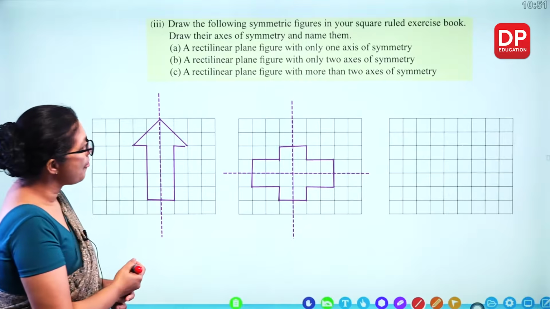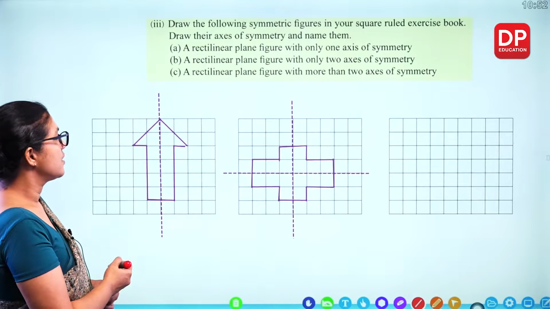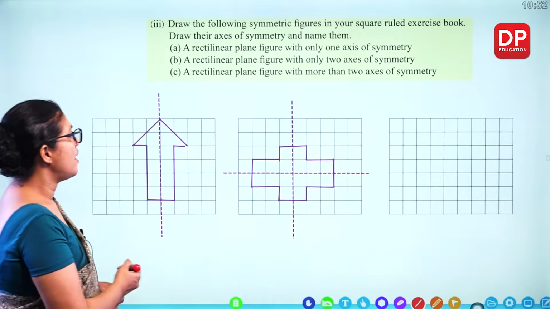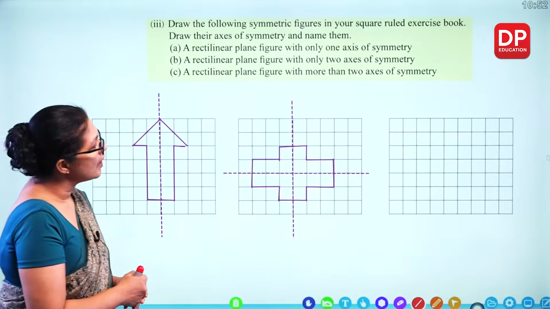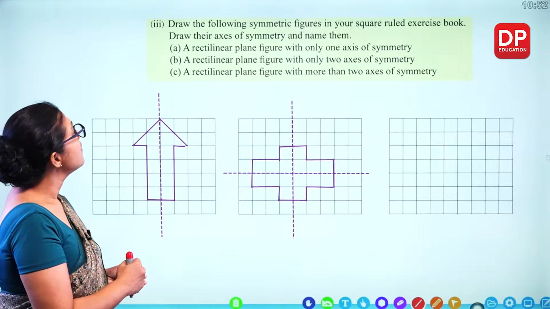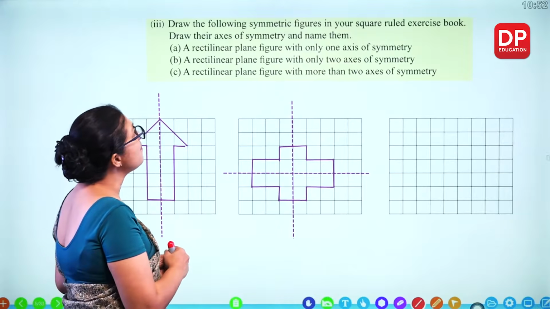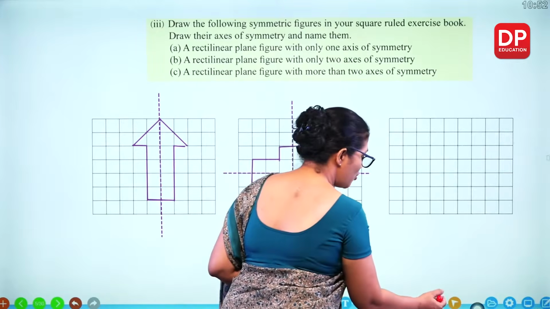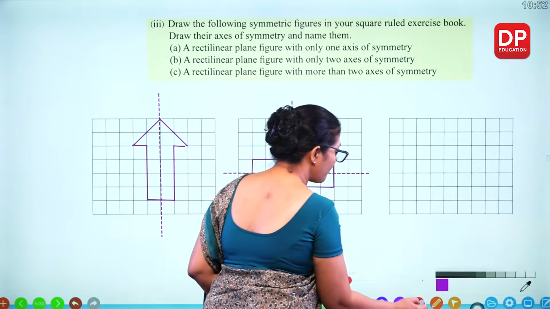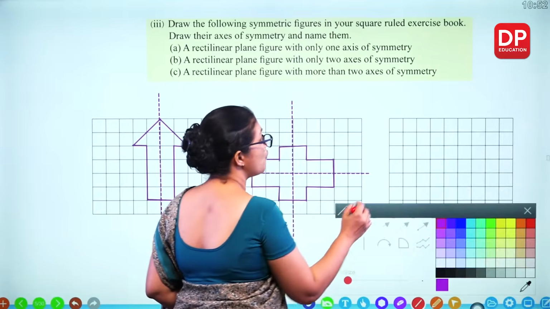See? So you get two parts, same part in all four sections. And third one, a rectilinear plane figure with more than two axes of symmetry. You know that a square has four.